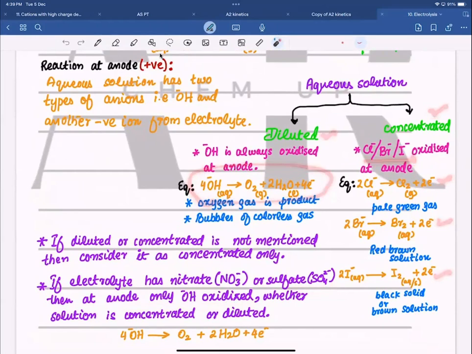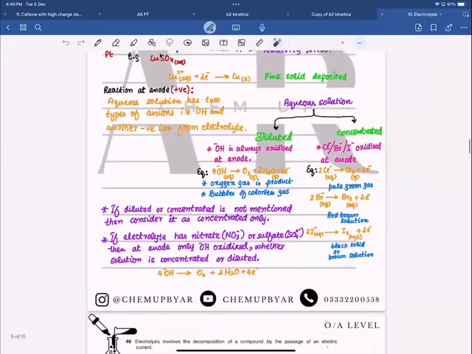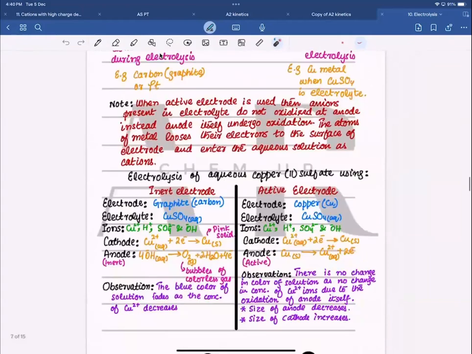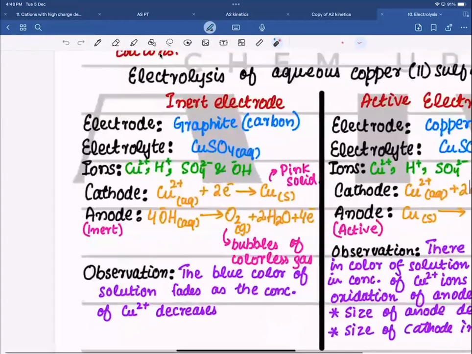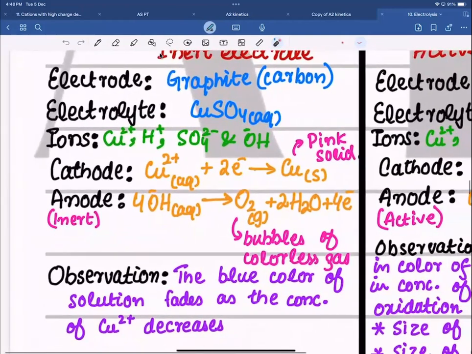Okay. So whenever there is a nitrate ion or sulfate ion, no other anion is attracted towards the anode and oxidized at the anode, but the hydroxide ion. Okay. So that was the rule, and that rule you have to remember to attempt the past paper. Okay. Now, if you see over here, okay.